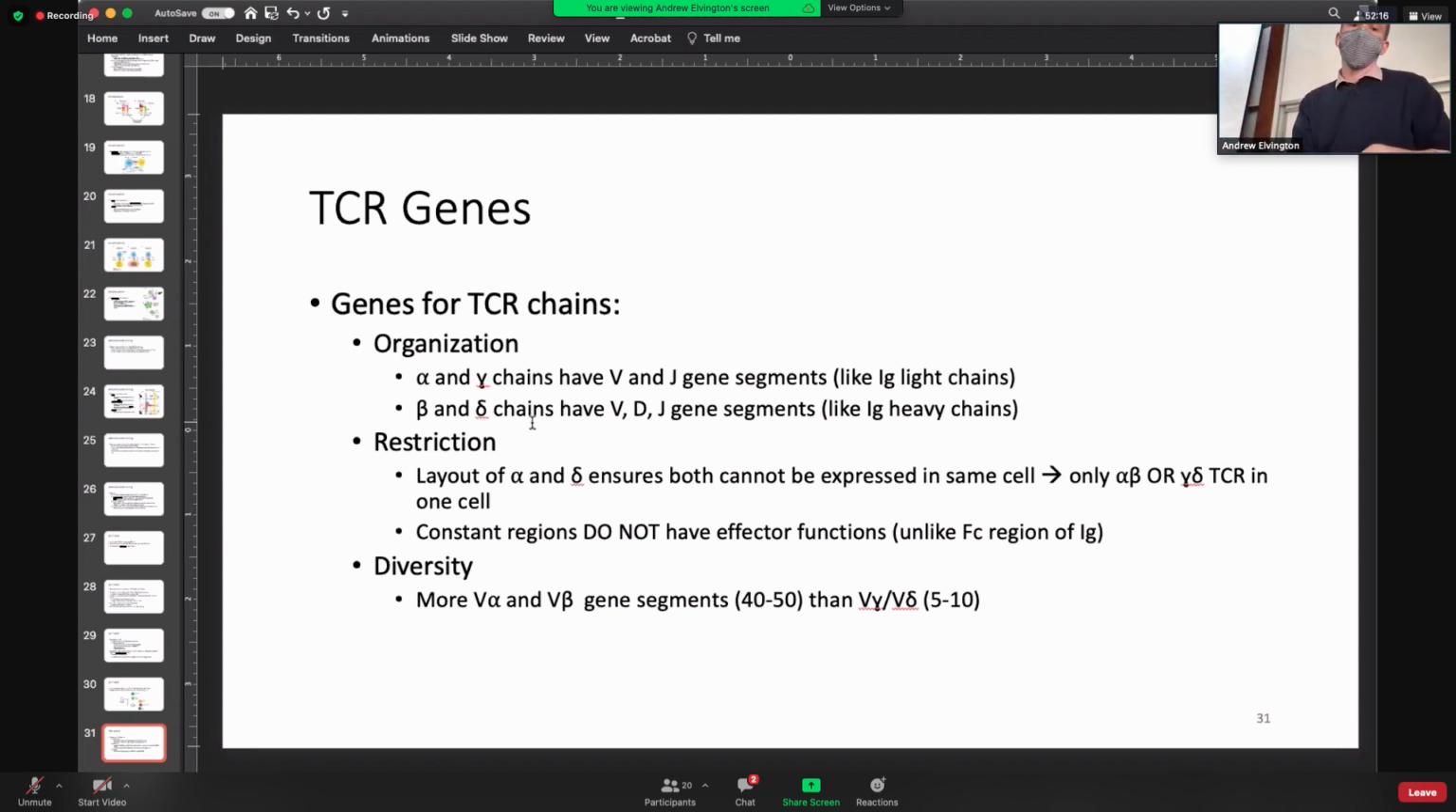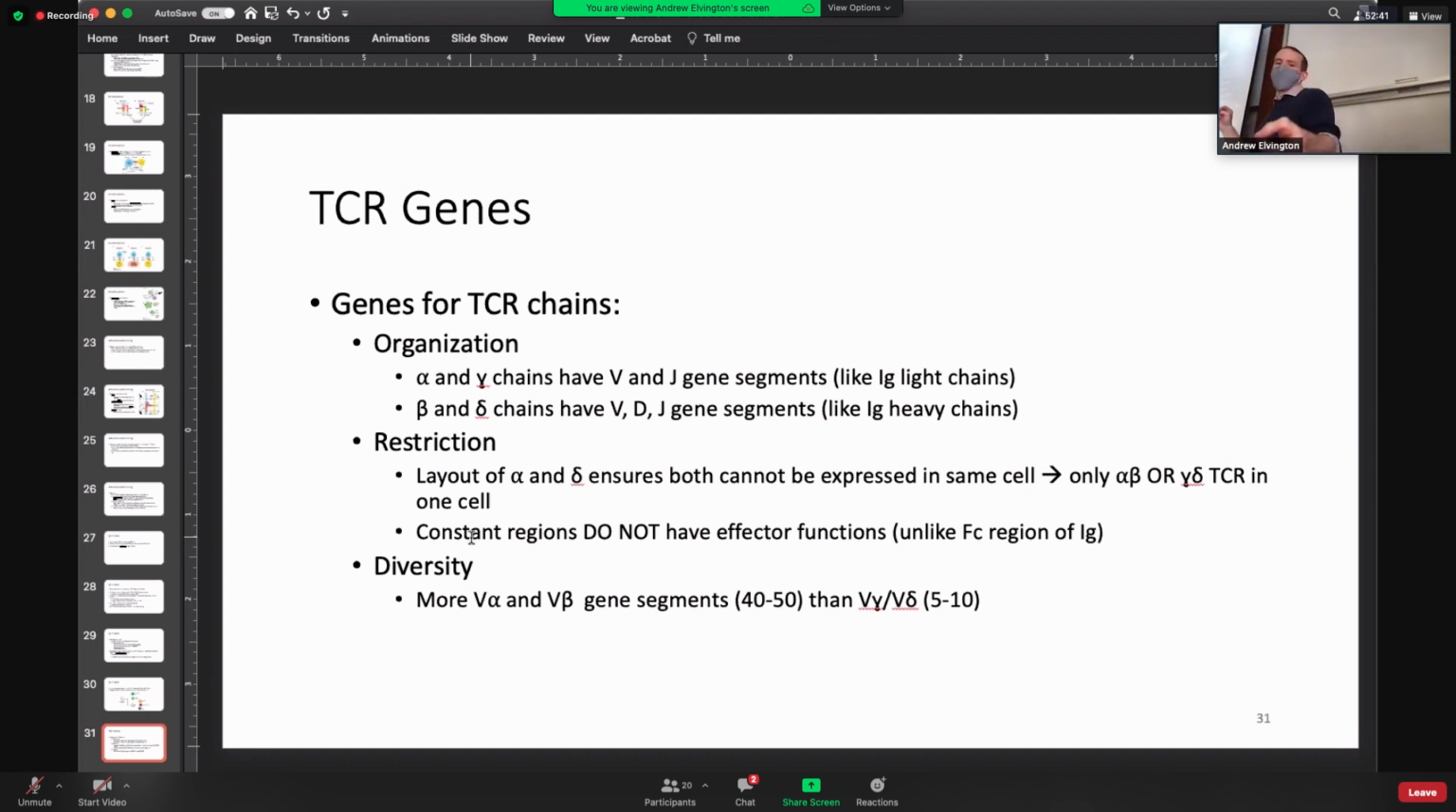These genes are also organized so that the chains are restricted, meaning you can only express alpha with beta, and you can only express gamma with delta. So you can't have a T cell receptor that is alpha delta. The way the genes are organized, it is prevented from occurring. I call this a restriction.